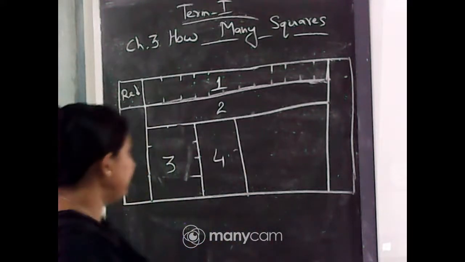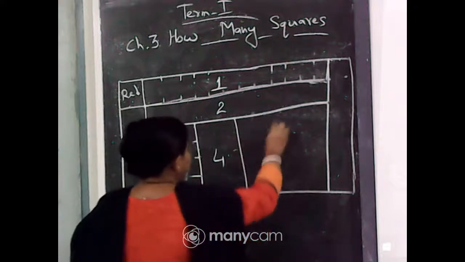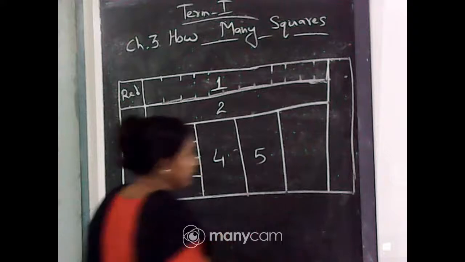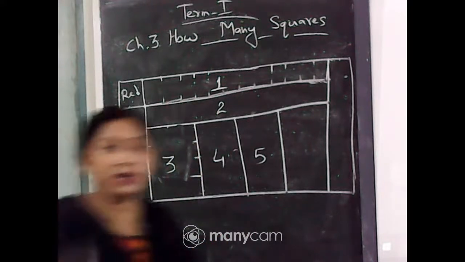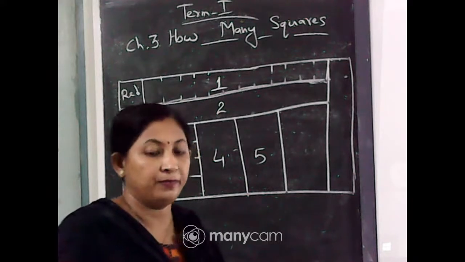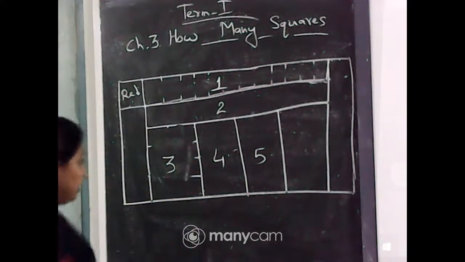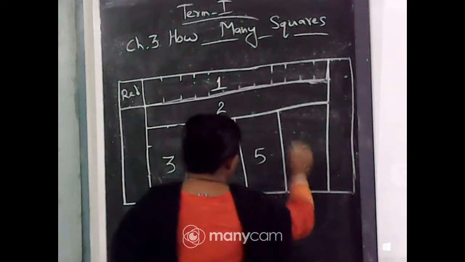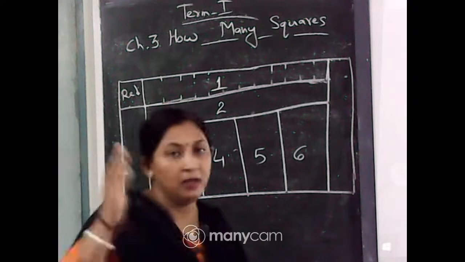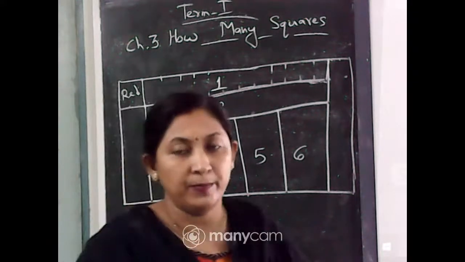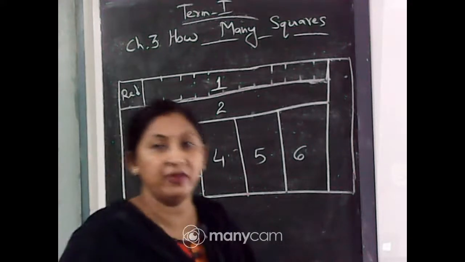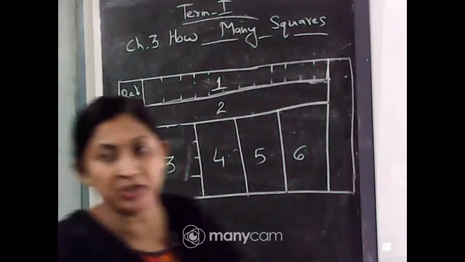Now similarly draw number 5. Just after that, again take 1, 2, 3. It will be the fifth rectangle: 3 horizontally, vertically 4. Similarly, the sixth rectangle will also be the same, 1, 2, 3, then 1, 2, 3, 4. 3 horizontally, vertically 4, which makes 12 squares in the same rectangle.